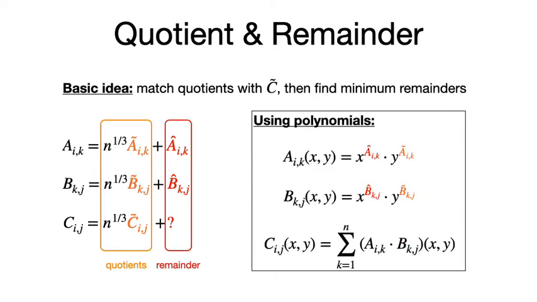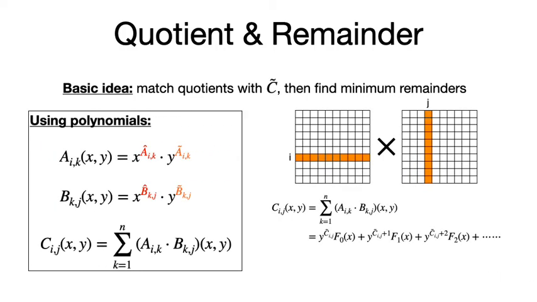The idea is to separate quotients and remainders using bivariate polynomials, where exponents of x are remainders and the exponents of y are quotients. Suppose we can compute the product between these two polynomial matrices. Then we can expand each entry of C as a sum of polynomials ordered in terms of y degrees.